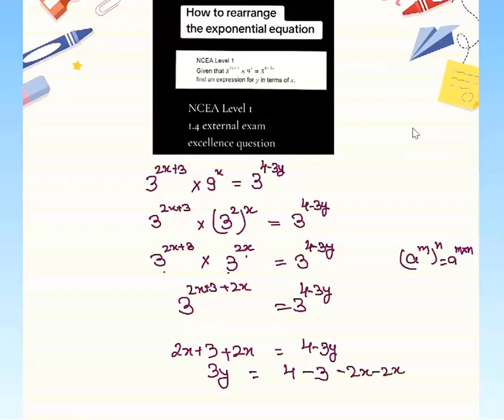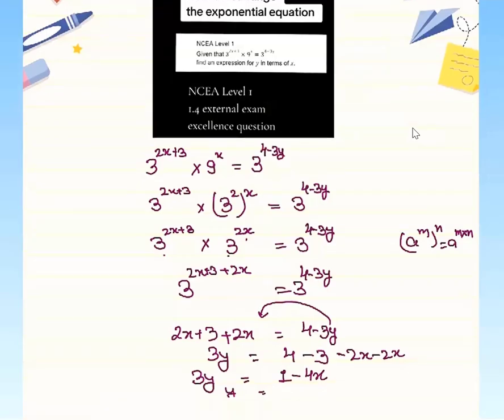Transposing all the terms: 4 minus 3y is transposed to the left-hand side, and all the left-hand side terms are transposed to the right-hand side. So we have 3y equals 1 minus 4x, or we can write y equals (1 minus 4x) upon 3. So this is our final answer.